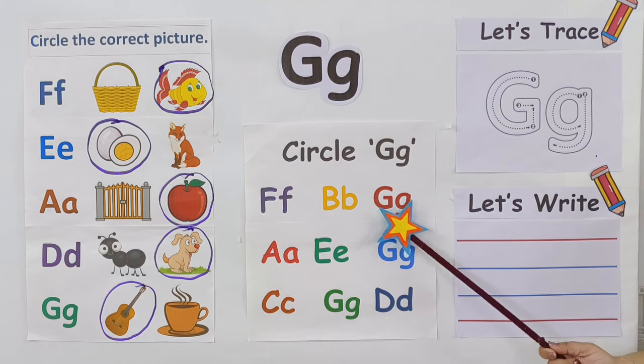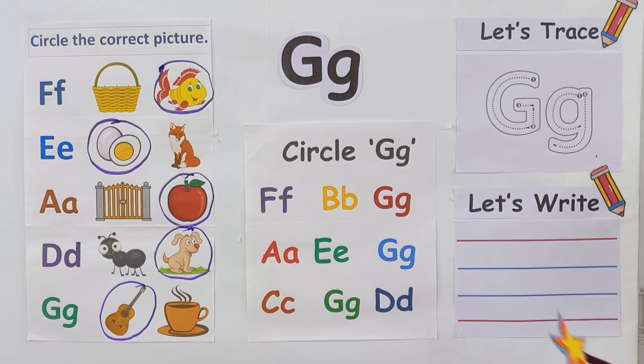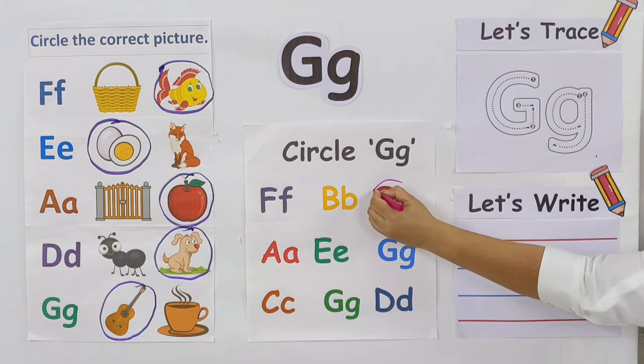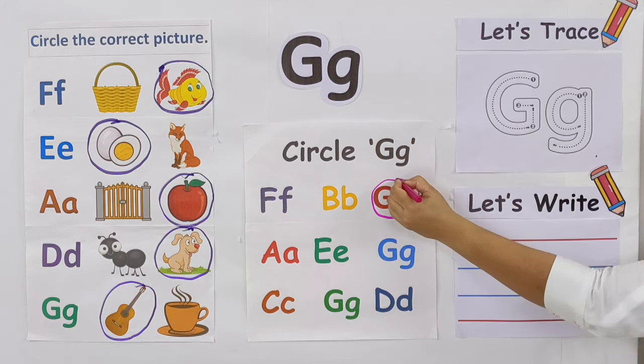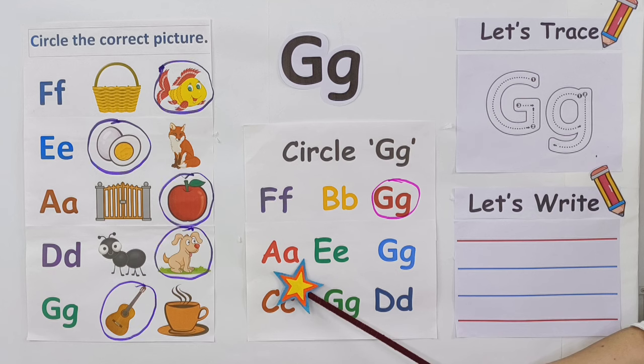This is letter G. This is uppercase letter G. This is lowercase letter G. Letter G makes a sound G. So we are going to circle letter G. Let's do it. This is letter A. This is uppercase letter A. This is lowercase letter A. Letter A makes a sound A. We are not going to circle letter A.